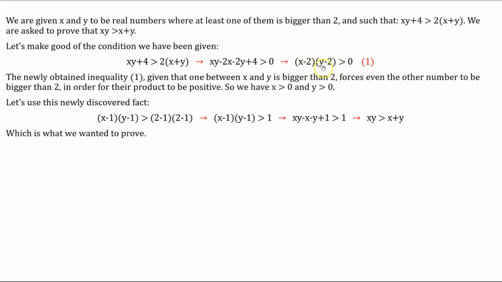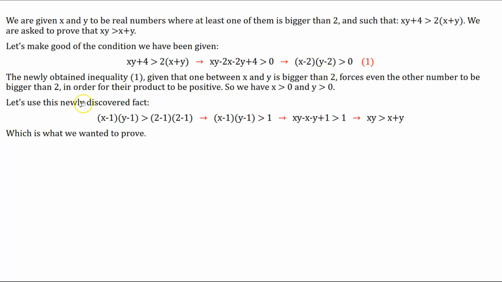Given that at least one of them is bigger than 2, so one of these expressions is positive, in order for the product to be positive, it forces even the other number to be bigger than 2, because we should have two factors of the same sign in order to have a number greater than 0. So we have just proved that x is greater than 2 and y is greater than 2, as the conditions of the problem require.